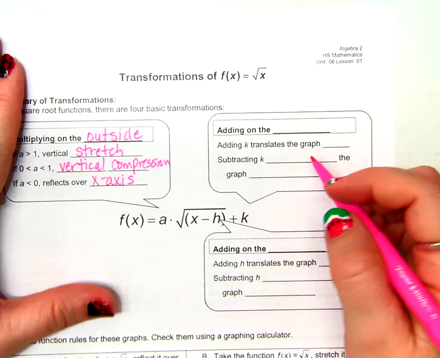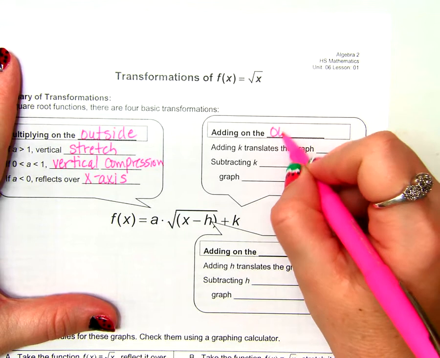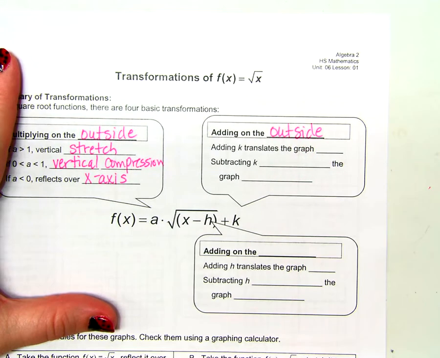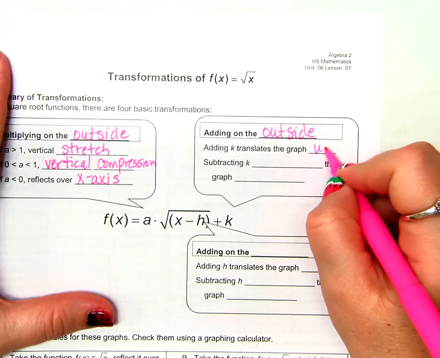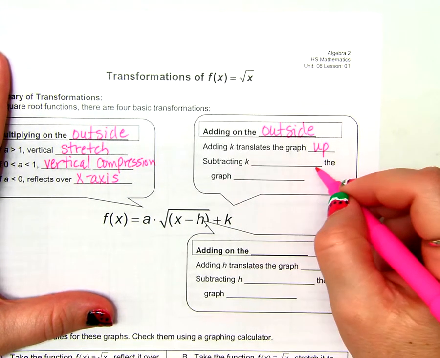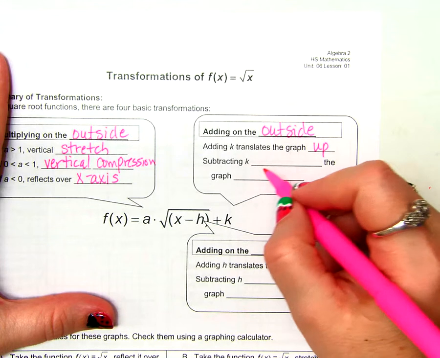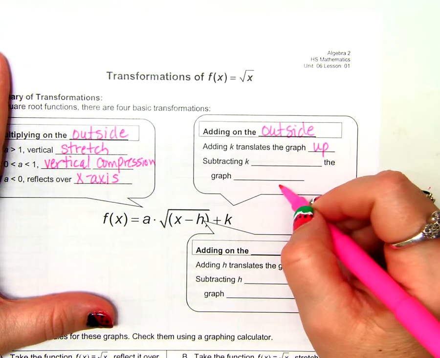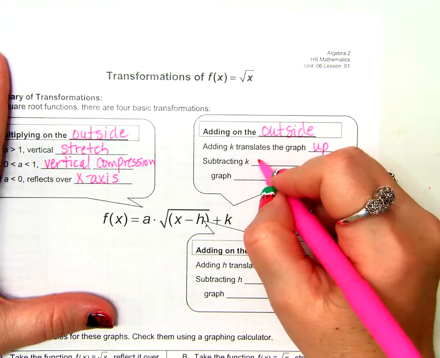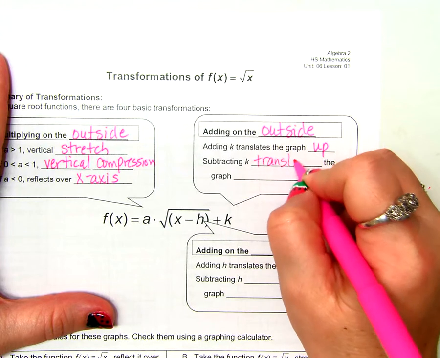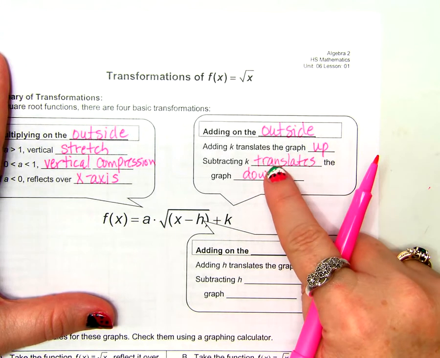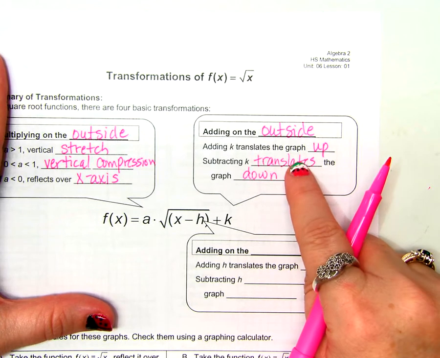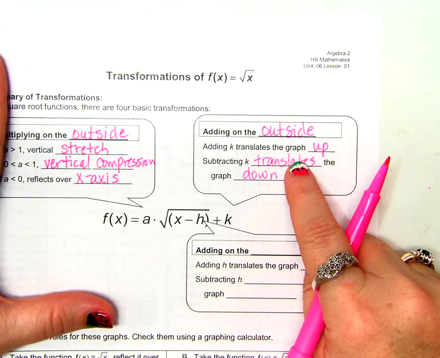Top, okay, adding on the outside. If we're adding on the outside, adding k translates the graph up, subtracting k, adding k down the graph. Blank? Oh, translates the graph down. Oh, this crazy kid earlier, you know what they put right here? Shifts. I said, okay, don't forget your F.